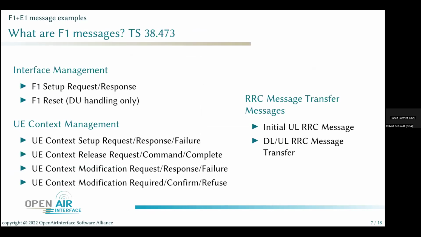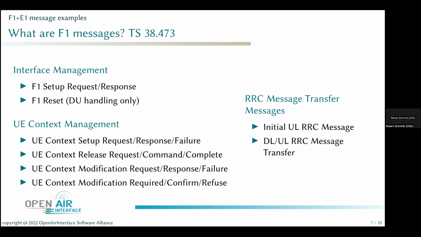So what are the different F1 messages? There are some messages to set up the actual connection between the DU and the CU, and then also maybe handle some error states with this reset and then the setup request and response. On the right side, we see all these RRC message transfer messages. So this is a group of messages that just says that the DU should forward something to the UE that the CU wants to tell the UE and vice versa.